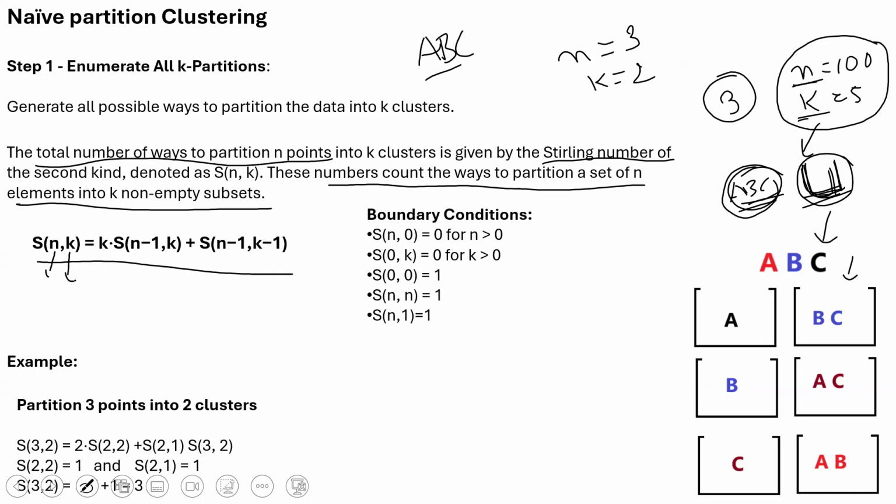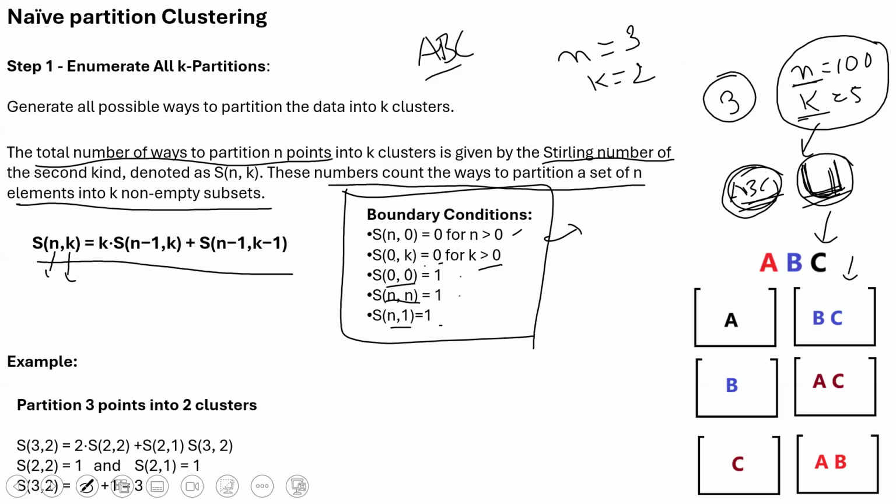Okay, so these are the boundary conditions for the Stirling number. What it says: S of n comma 0 is equal to 0, S of 0 comma k is equal to 0 when k is greater than 0 and n is greater than 0. S of 0 comma 0 is 1, and S of n comma 1 is 1. Okay, so these are the boundary conditions. Using these conditions, we derive the different values for Stirling numbers.